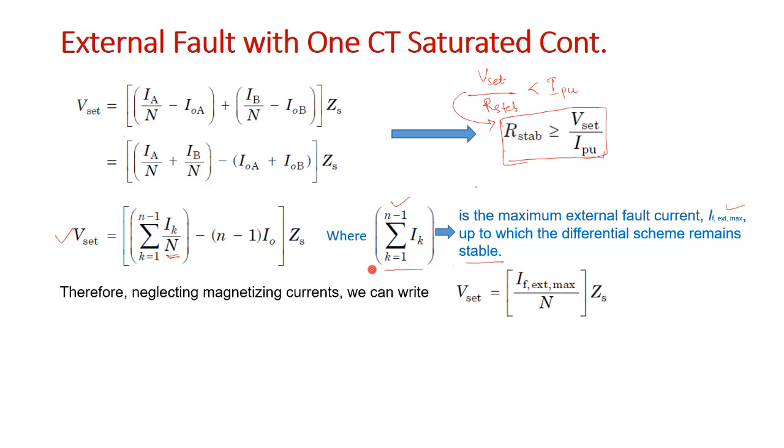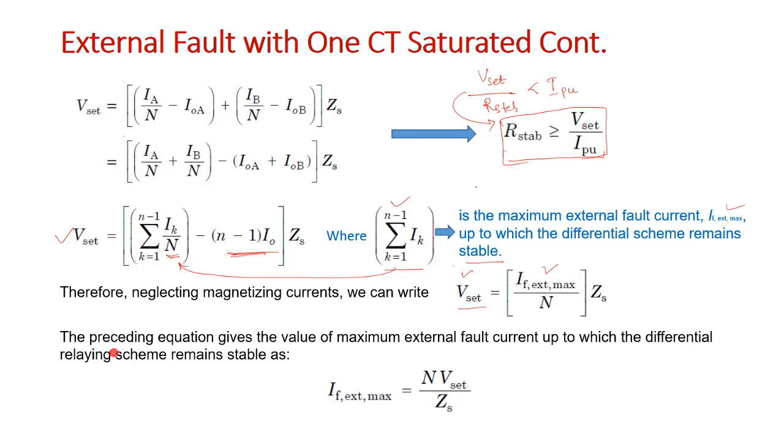Okay. So now therefore neglecting the magnetizing currents, we can write that your V set will be equal to, just by substituting, this is your maximum external fault current, right. So I can just substitute this as maximum external fault current, right, and neglecting this magnetizing component, I can write V set equal to, the preceding equation gives the value of maximum external fault current up to which the differential relaying scheme remains stable.